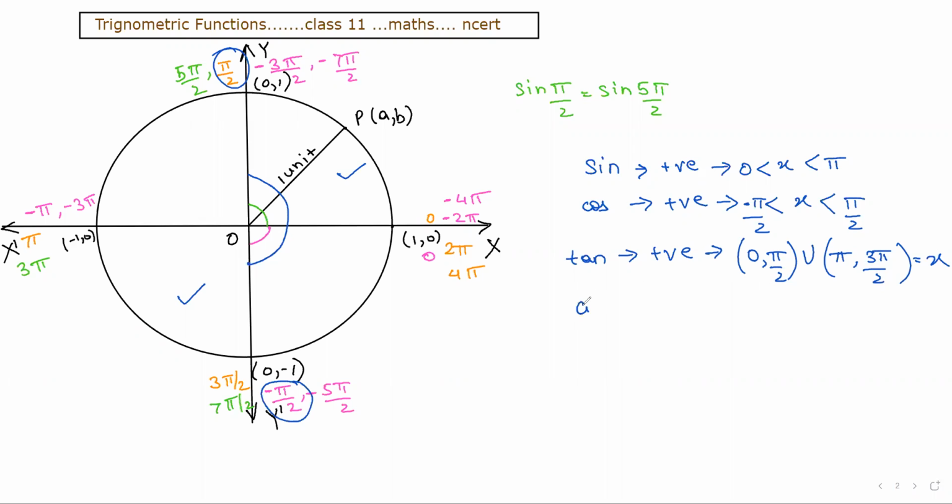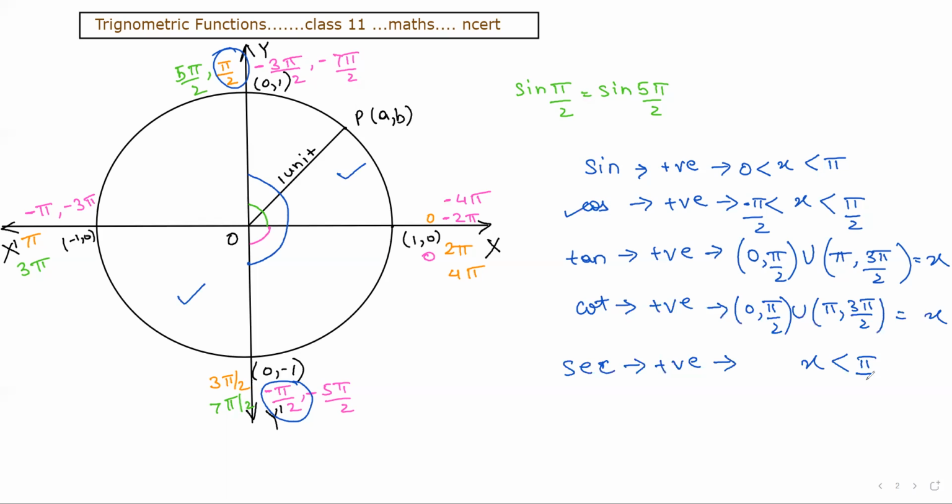The same goes for cot. Cot is positive in the first and the third quadrant. So your x value will also lie between the same 0 to pi by 2 united with pi to 3 pi by 2. What about sec x? Your sec value is positive whenever your cos value is positive. So for sec value as well, your angle should lie between pi by 2 to minus pi by 2.